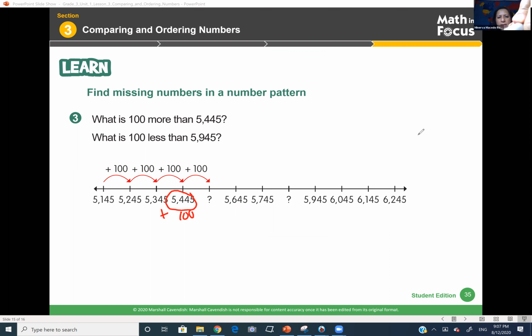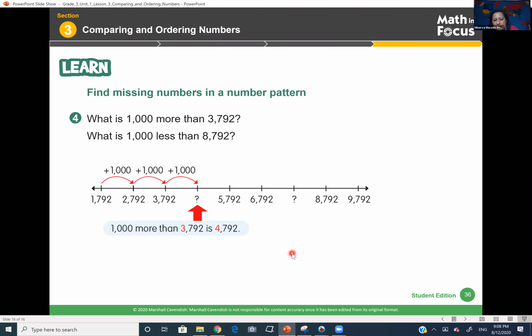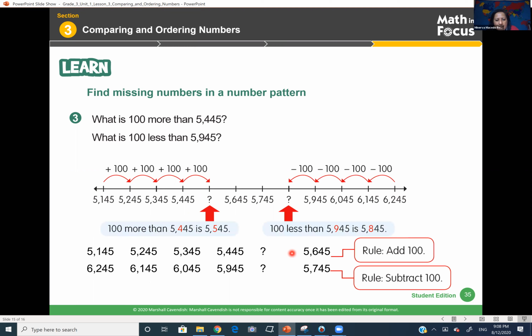Let me just clear this a little bit so you can see it better. So plus 100, 5, 4, 5, and 5. So the missing number here is 5,545. Now if I go backwards, okay, that's the missing number. Let me erase here again so you can see it. We're adding, that's the missing number. Oops, that went too fast. Let me just go back.